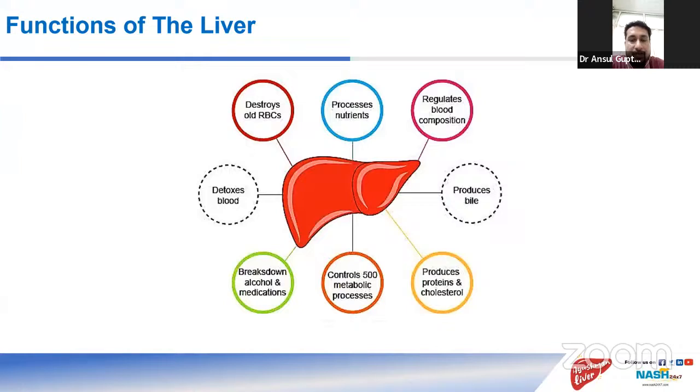So what are the functions of the liver? There are many functions of the liver, as shown in the chart. It is very necessary for the breakdown of alcohol and other molecules, and for carbohydrate digestion. It also detoxifies blood, promotes healing, regulates blood circulation, processes nutrients, and destroys old RBCs. These are all functions of the liver. Next slide, please.